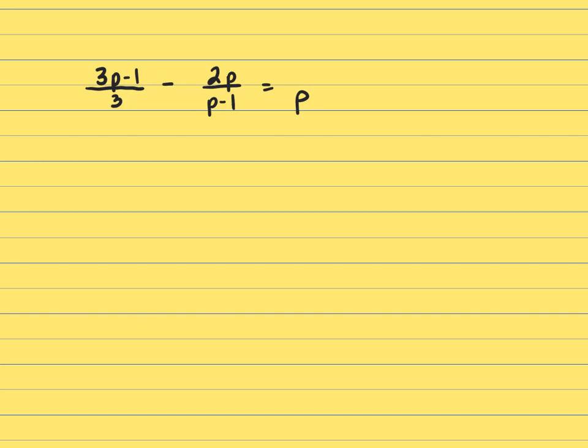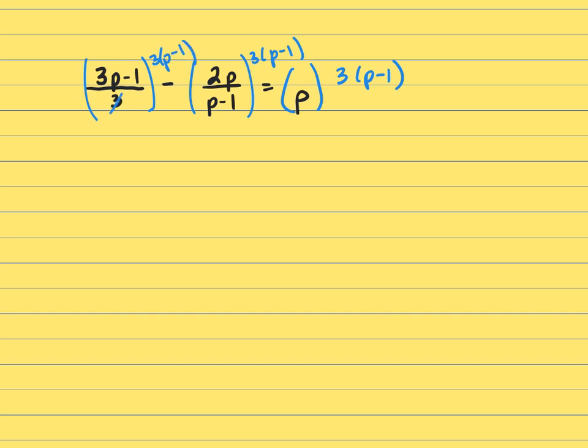So the first thing I would do is clear my fractions, and your denominators are 3 and p minus 1. So those will be my least common denominator. So let's multiply every term on both sides by 3 and a p minus 1.